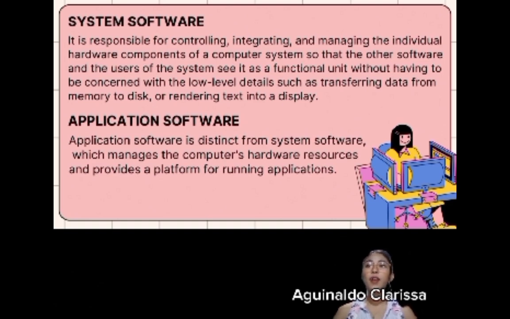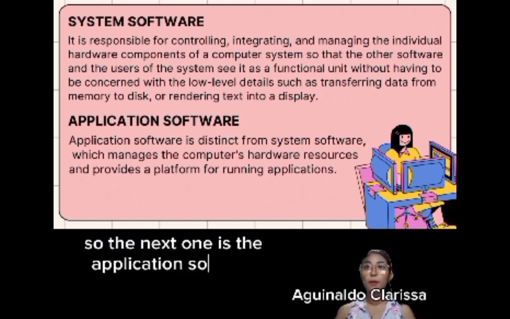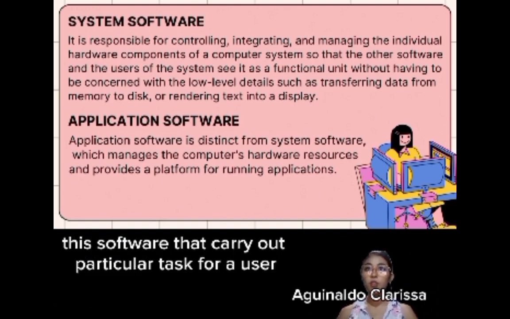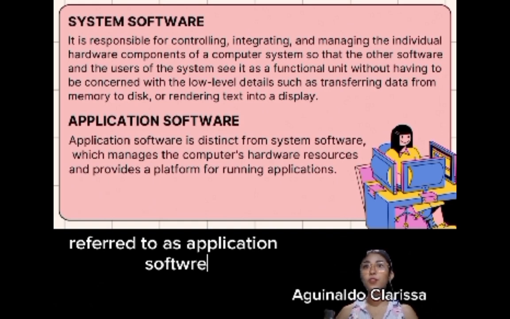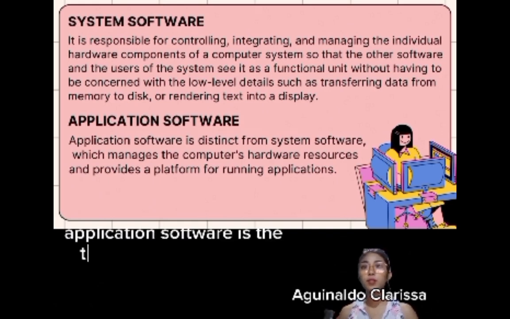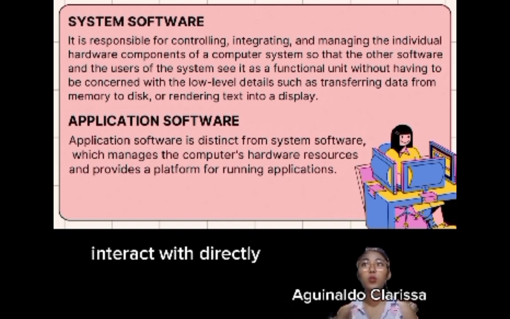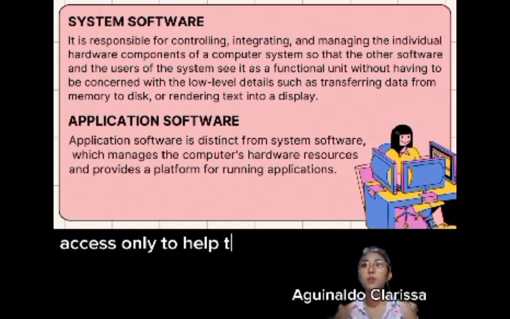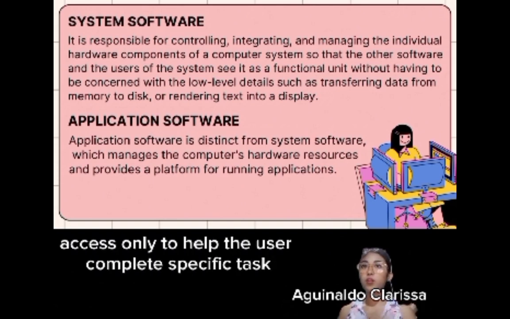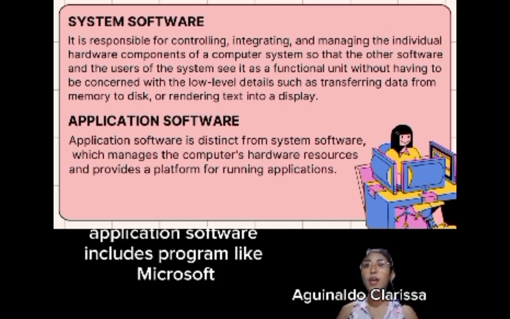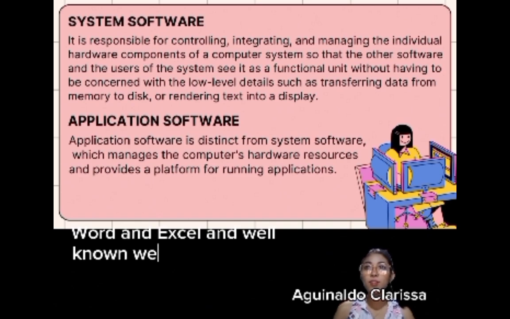So the next one is the application software. What is application software? These are softwares that carry out particular tasks for a user, referred to as application software. Application software is the type of software that users interact with directly, and exists only to help the user complete specific tasks. Application software includes programs like Microsoft Word and Excel, and well-known web browsers like Firefox and Google Chrome.